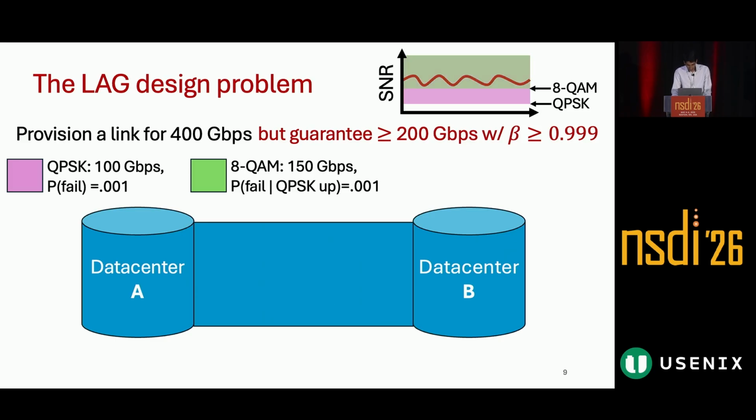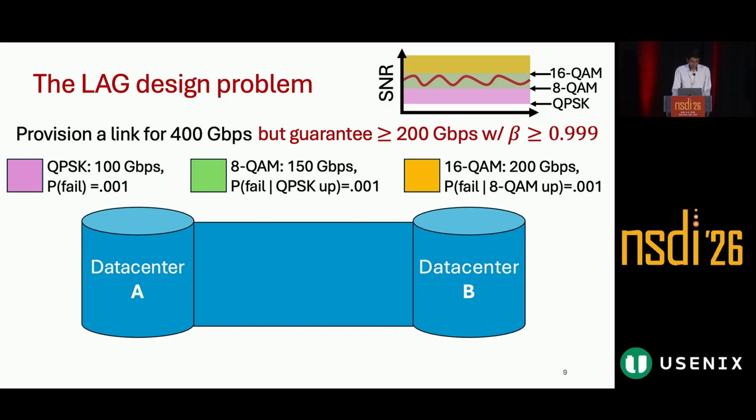And you might be wondering, why do I use a conditional probability here? That's because these failures are not independent at all. 8QAM requires a higher SNR threshold to sustain than QPSK, so it will always fail if QPSK has failed, but that means it can even fail if QPSK has not.